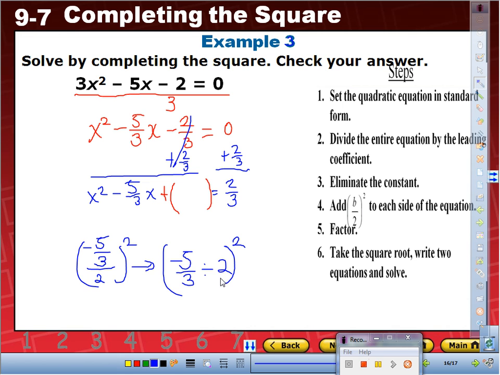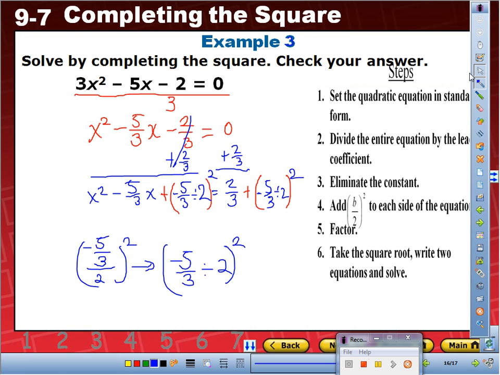You guys see that? Therefore, I write this right here: negative 5 over 3 divided by 2, squared. Does everybody see it? Plus negative 5 over 3 divided by 2, squared. Okay, copy that please. And I'm going to put this over here on the side so you guys can have it as a reference.